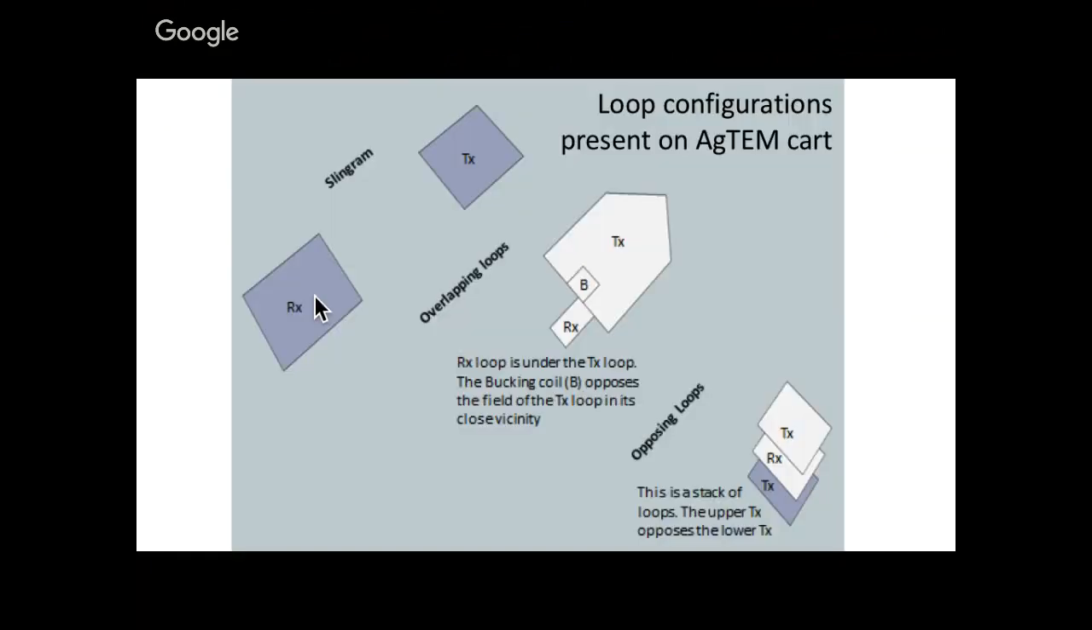So I use a few different configurations, sling ram on the cart, an old receiver configuration with a bit of bucking in the middle here. This is meant to be 3D, that's actually sitting on a different plane from this. And trying to get shallow information out, a stack of three loops on the core of the receiver. So the center one's null coupled, with opposing direction transmitter loops, and the bottom loop has a lot more coupling with the ground than the top loop. So just a means of trying to get shallow data out of it.